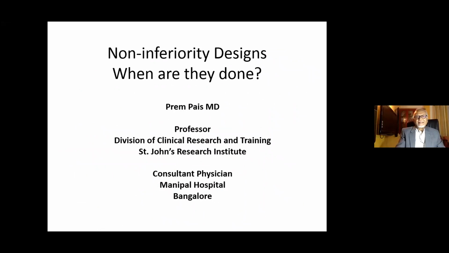Perfect. So good evening, and I'm happy to come in at the end of today's session. I'm going to talk very briefly on non-inferiority trials. I'm not going to go into technicalities and all that, but I want you to understand when we do and why we should do such trials.